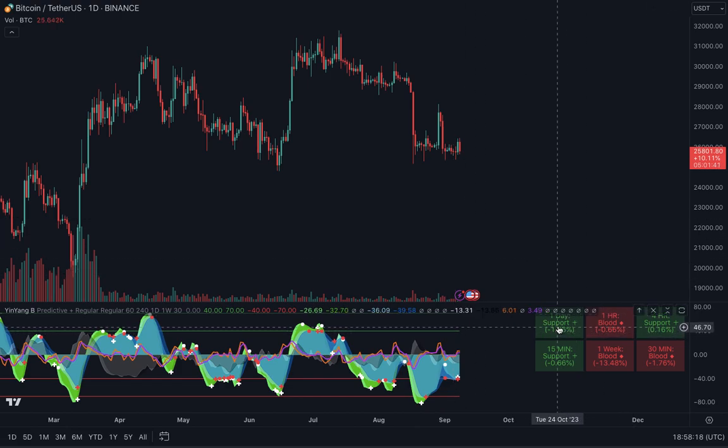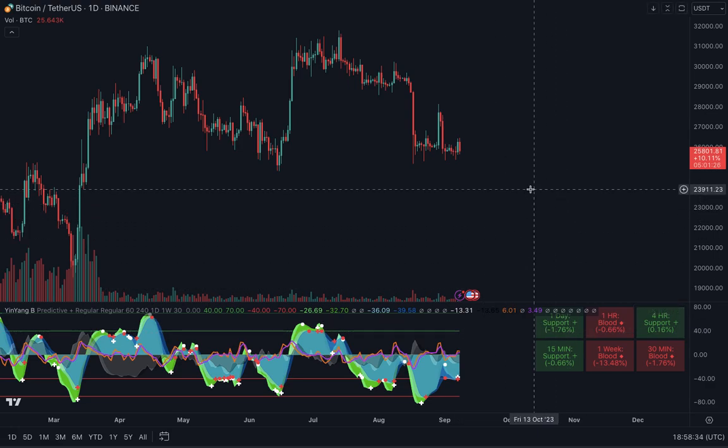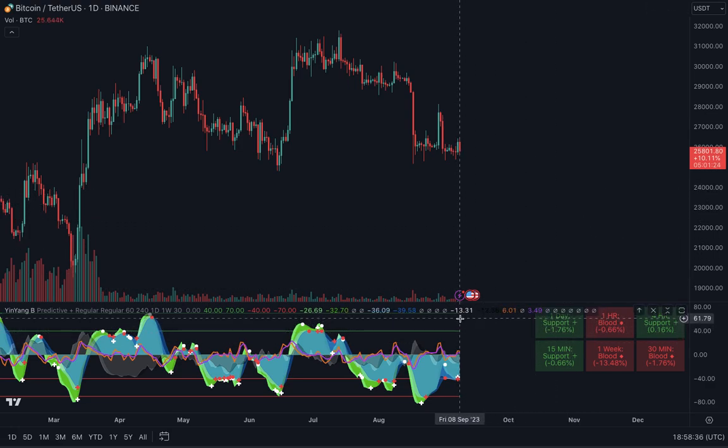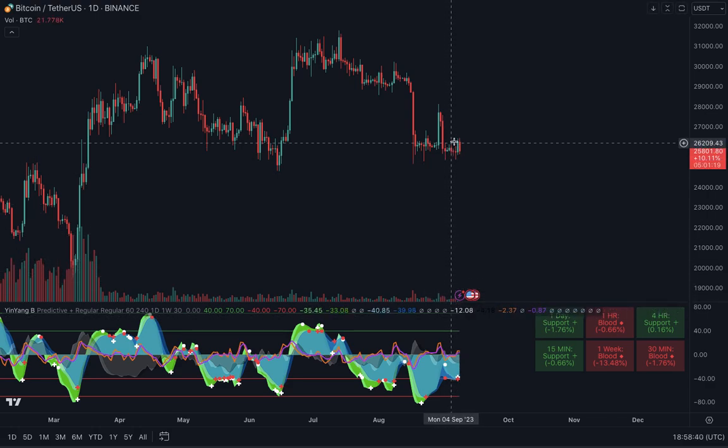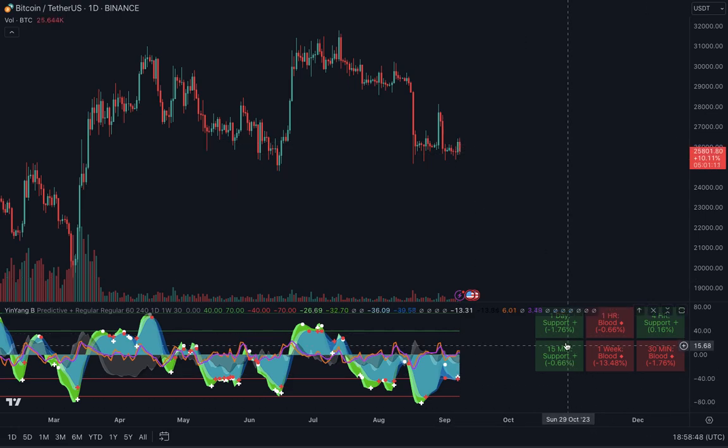Basically, it shows you what is the current thing, because it's always in either support cross or blood diamond mode. It can't not be in either. It's always in one. So it tells you what it's currently in and how much effect the price has had since that signal has popped up. So on the 1 day, you can see we got the support cross right here. It would have started at 26,260 roughly. So you can see we're down 1.76% from when that last signal had appeared.